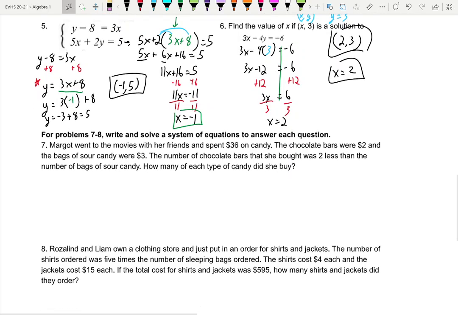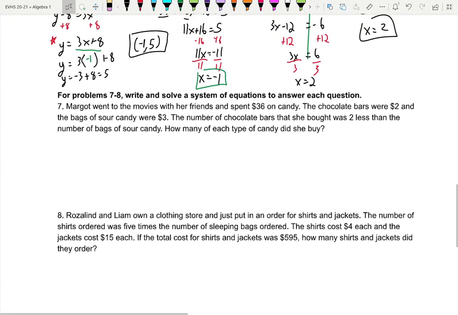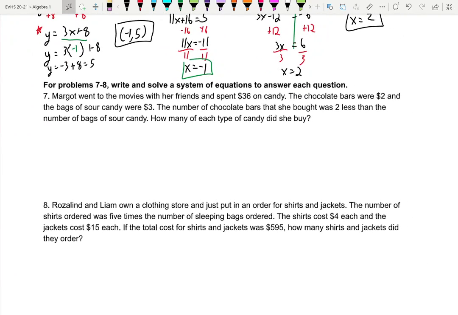Okay, number 7. We're going to write and solve a system of equations for each. Okay, Mario went to the movies with their friends and spent $36 on candy. Okay, that sounds like a total value to me, but we'll see.